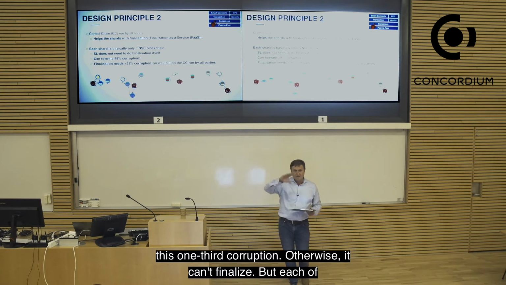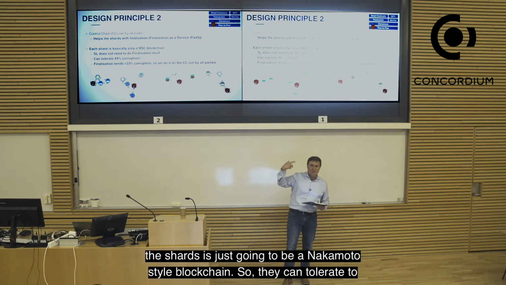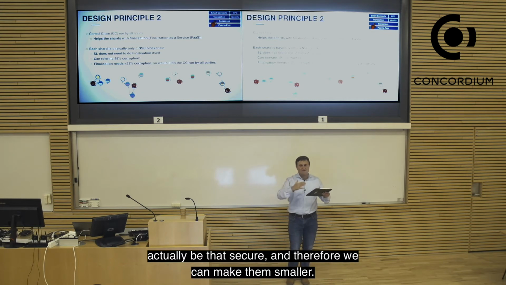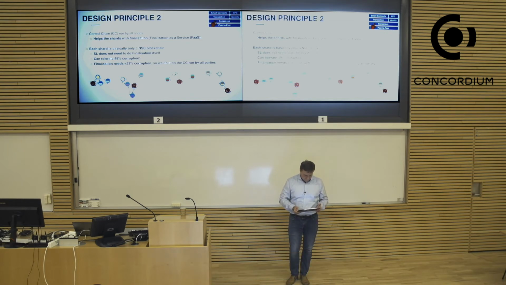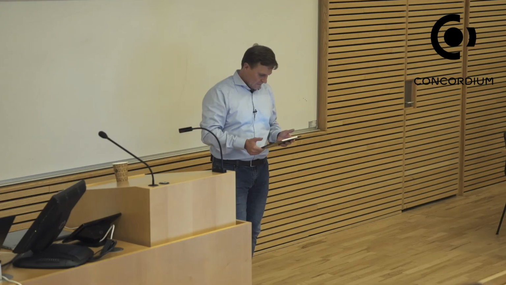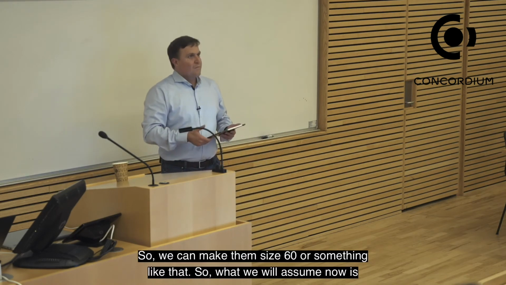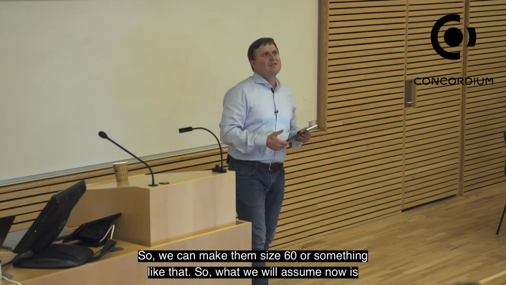But the shards not. Each of the shards is just going to be a Nakamoto-style blockchain. So they can tolerate to just stay below 49% corruption over long enough time. Right? So they don't have to actually be that secure, and therefore we can make them smaller. So we can make them size 60 or something like that.